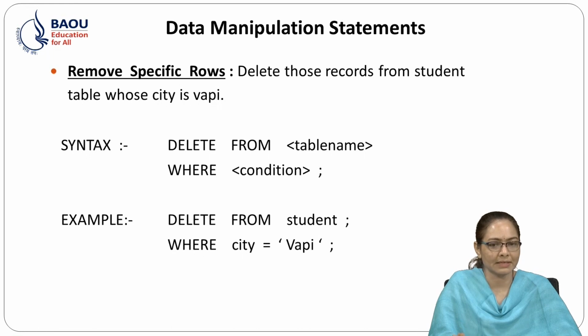Here are some mistakes. Here, delete from student, after that not a semicolon, but where city is equal to Vapi and then semicolon. After the command is completed, the semicolon is put. Okay. Now, delete from student where city is equal to 'Vapi', in single quotation marks, because Vapi is character data. So this command is used to delete the records from the student table whose city is Vapi. So the Vapi city record is deleted.